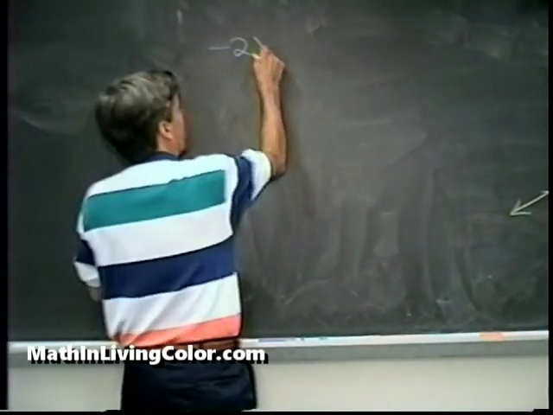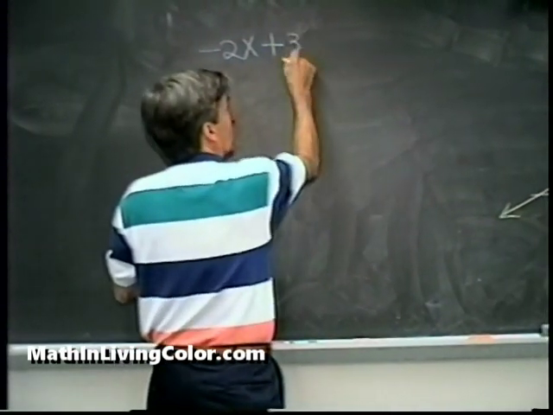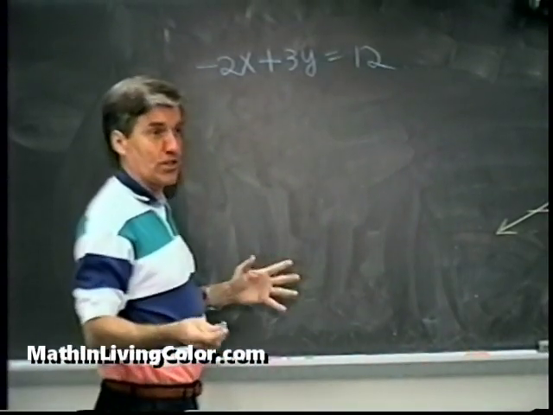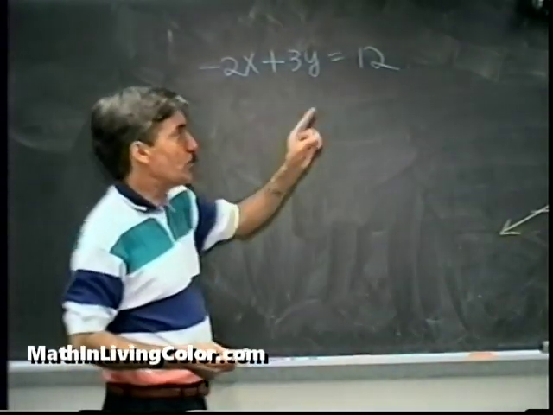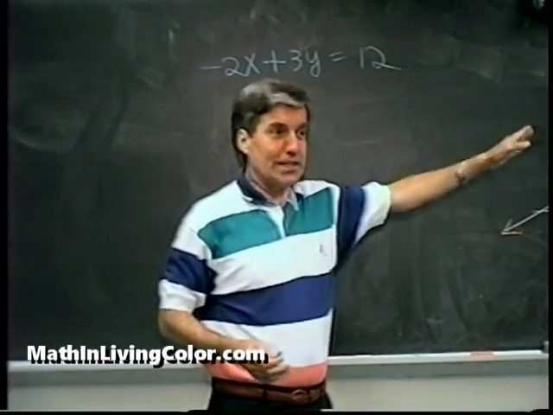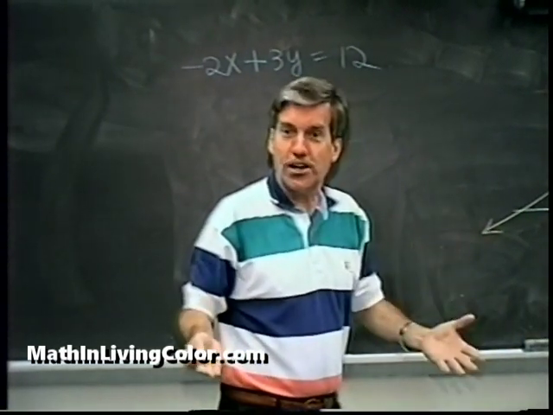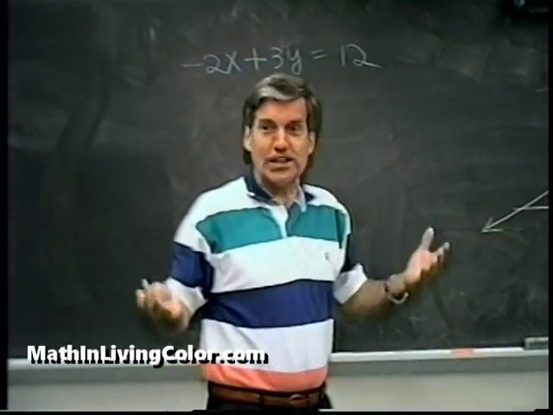Let's go back to the equation. Negative 2x plus 3y equals 12. This is going to amaze you. It's going to be so simple. You know it's a straight line, don't you? Just because it's in this section. We wouldn't do this to you in basic algebra. We wouldn't give you an equation that's not a straight line.